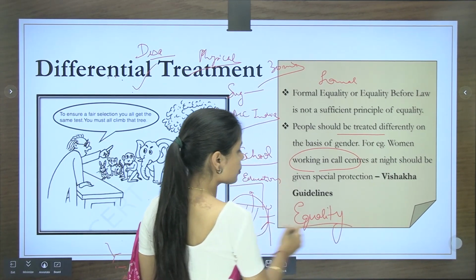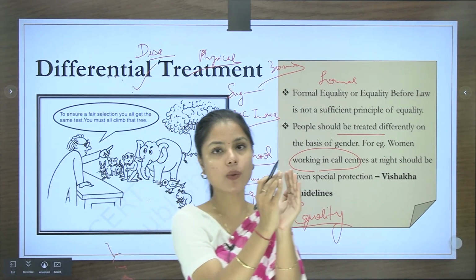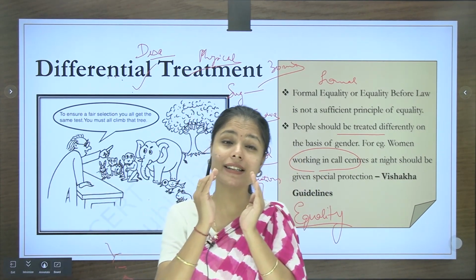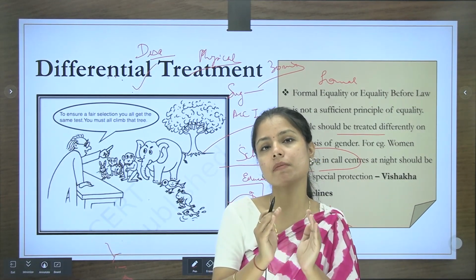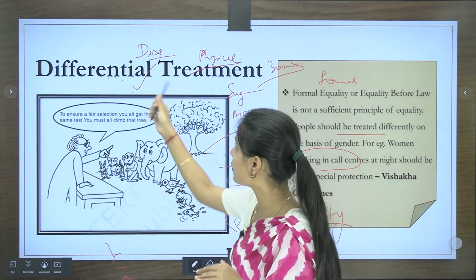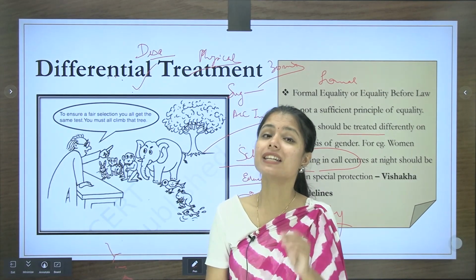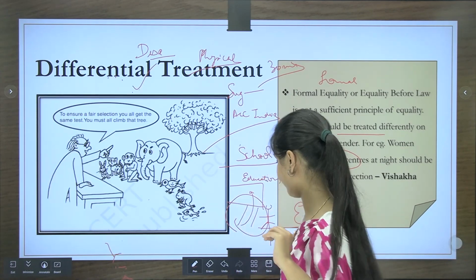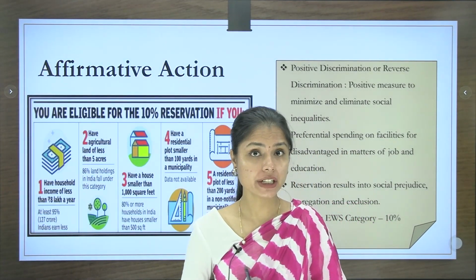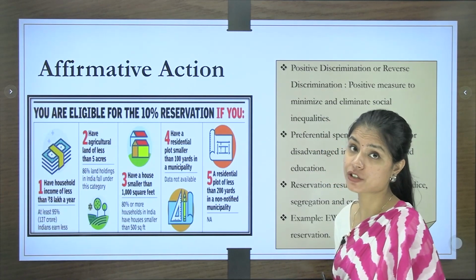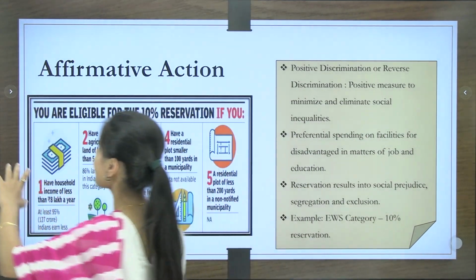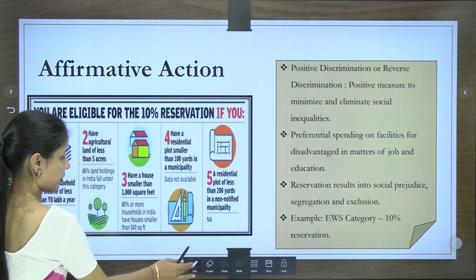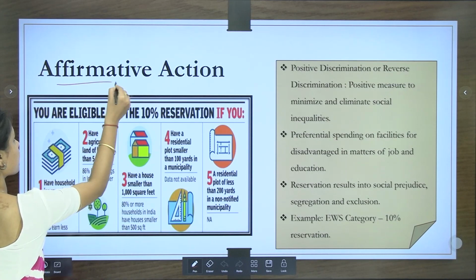So what is the conclusion? You need to combine formal equality along with differential treatment to ensure that the society is moving towards the path of equality. So understand that differential treatment is not bad. It is required to ensure that equality prevails. Now connected to the idea of differential treatment is the idea of affirmative action. आपको पता होना चाहिए affirmative action क्या होता है. Now when we say affirmative, we mean positive. The word affirmative here means positive.